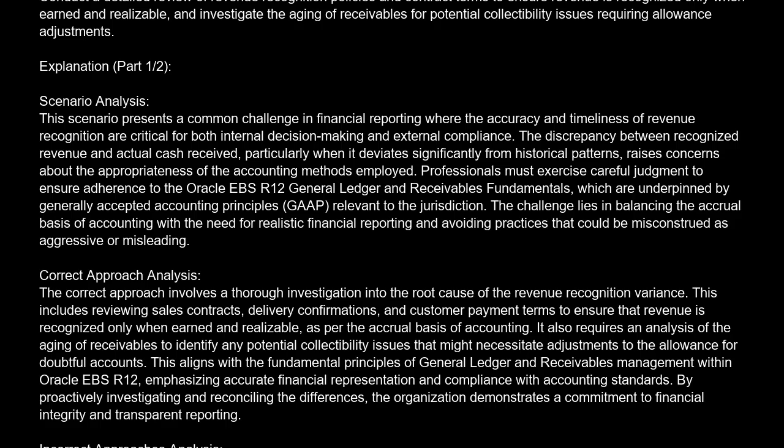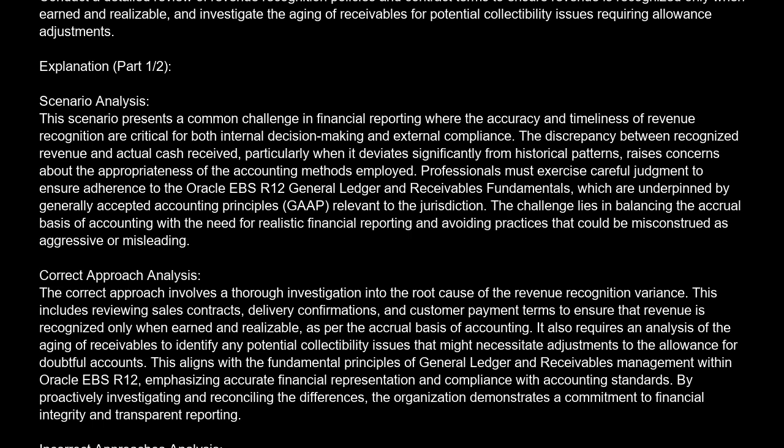Explanation. Scenario analysis. This scenario presents a common challenge in financial reporting, where the accuracy and timeliness of revenue recognition are critical for both internal decision-making and external compliance. The discrepancy between recognized revenue and actual cash received, particularly when it deviates significantly from historical patterns, raises concerns about the appropriateness of the accounting methods employed.